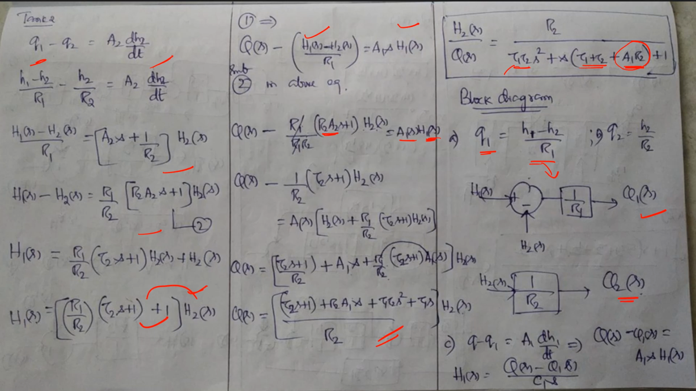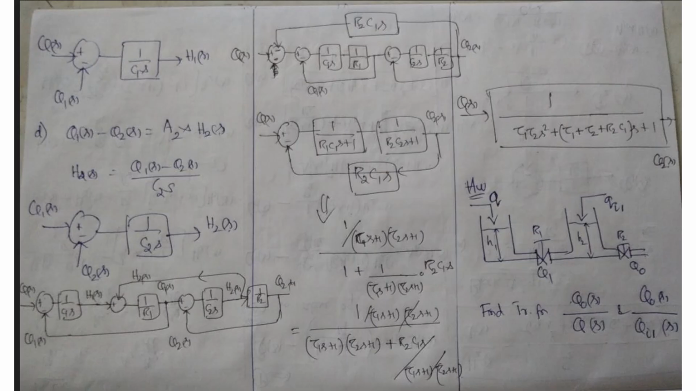Then Q minus Q1, this is tank one. So Q minus Q1 equal to A1 dH1 by dt. If you take Laplace transform, you'll get this. So now we can implement this in the block diagram. Here Q minus Q1 divided by C1, that is A1 actually, equal to H1 of S. Then this is for the second tank: Q1 minus Q2, 1 by C2. So we have taken all the terms separately.